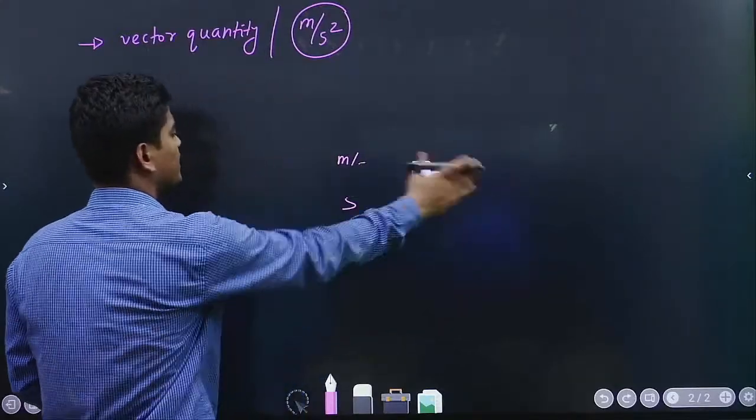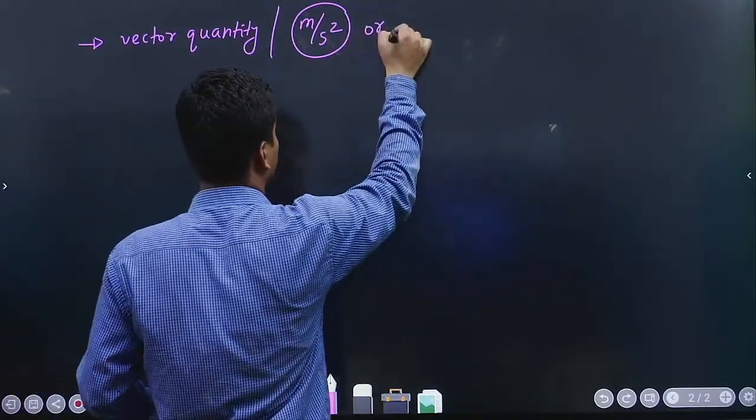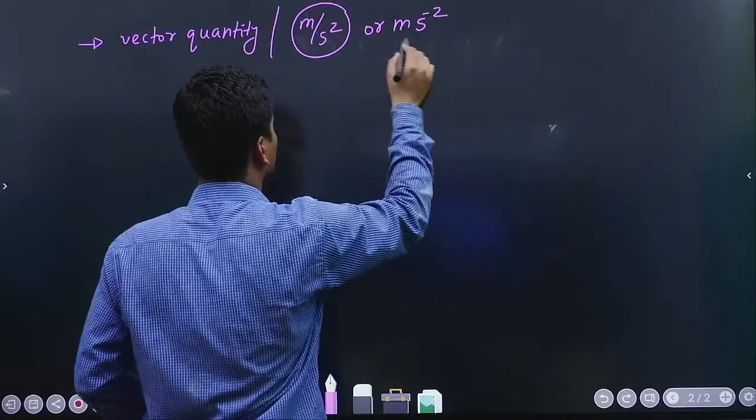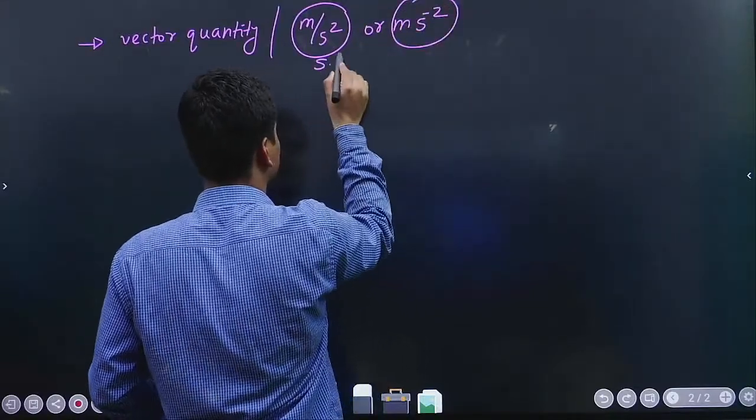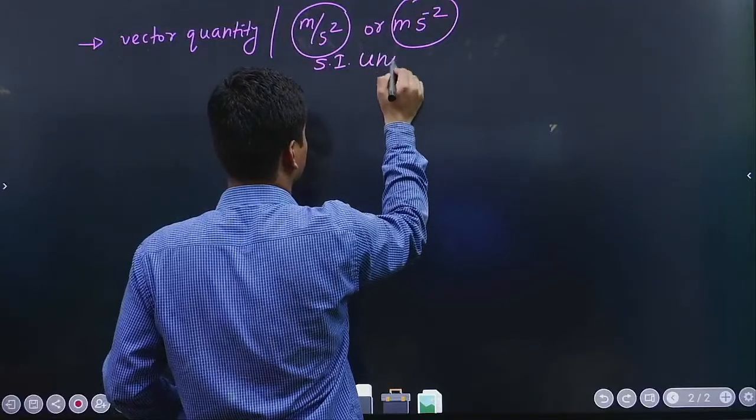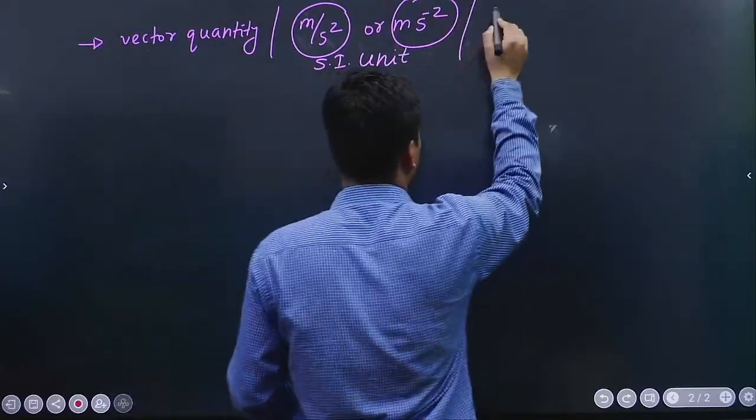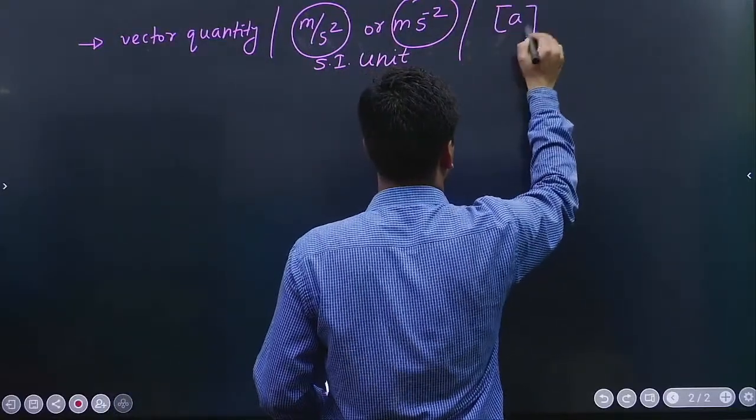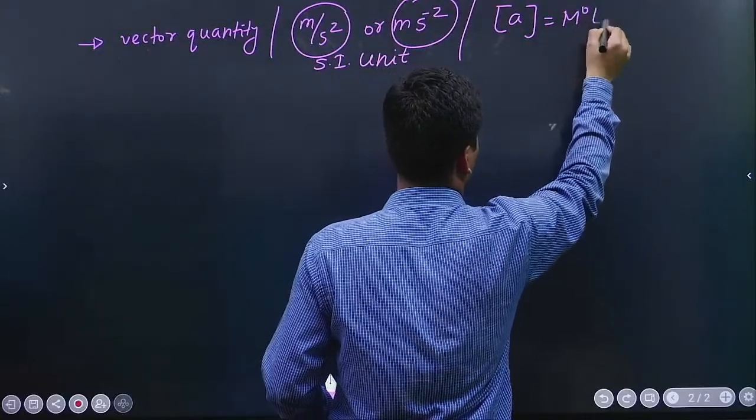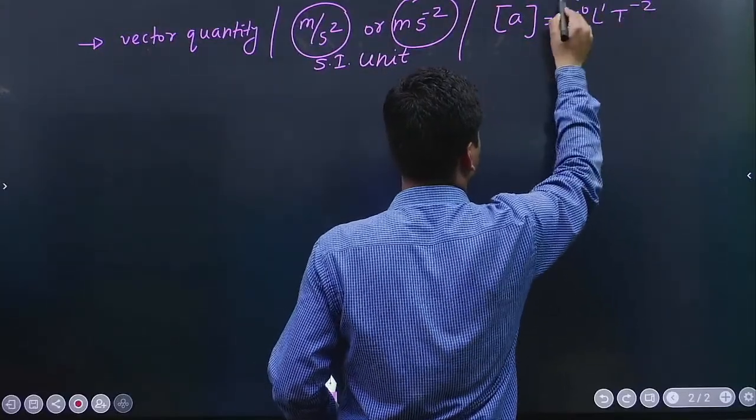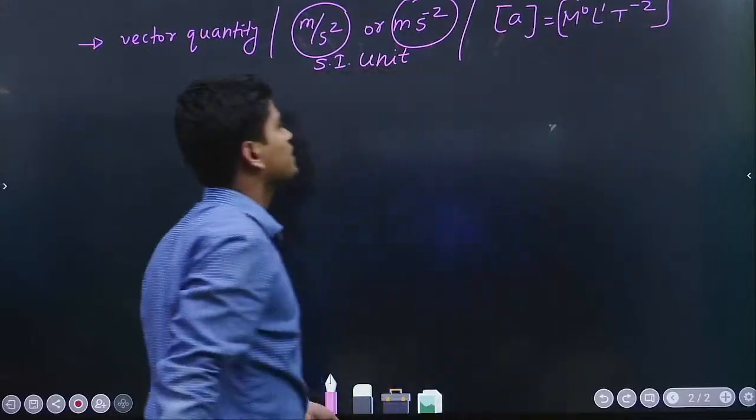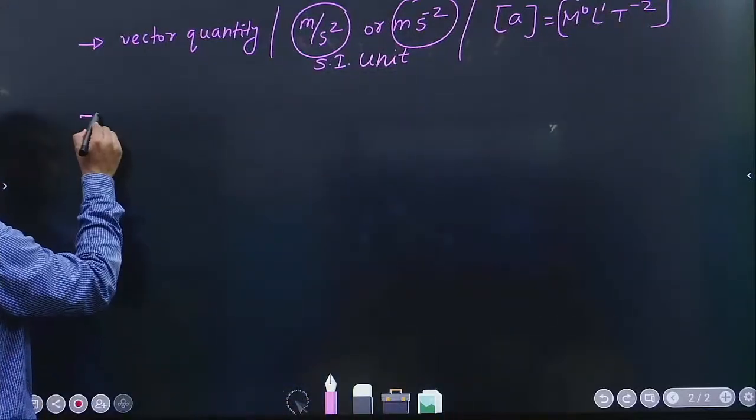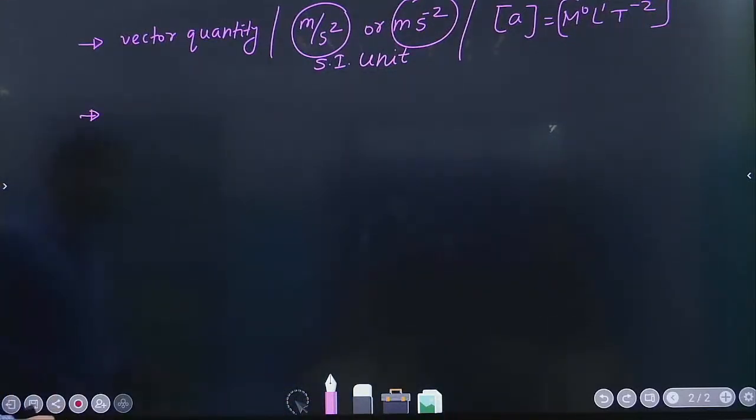Or you can write meter into s to the power minus 2. So this is your SI unit. And if you want to write the dimension, acceleration dimension is M^0 L^1 T^-2. M^0 L^1 T^-2. And here, next thing.